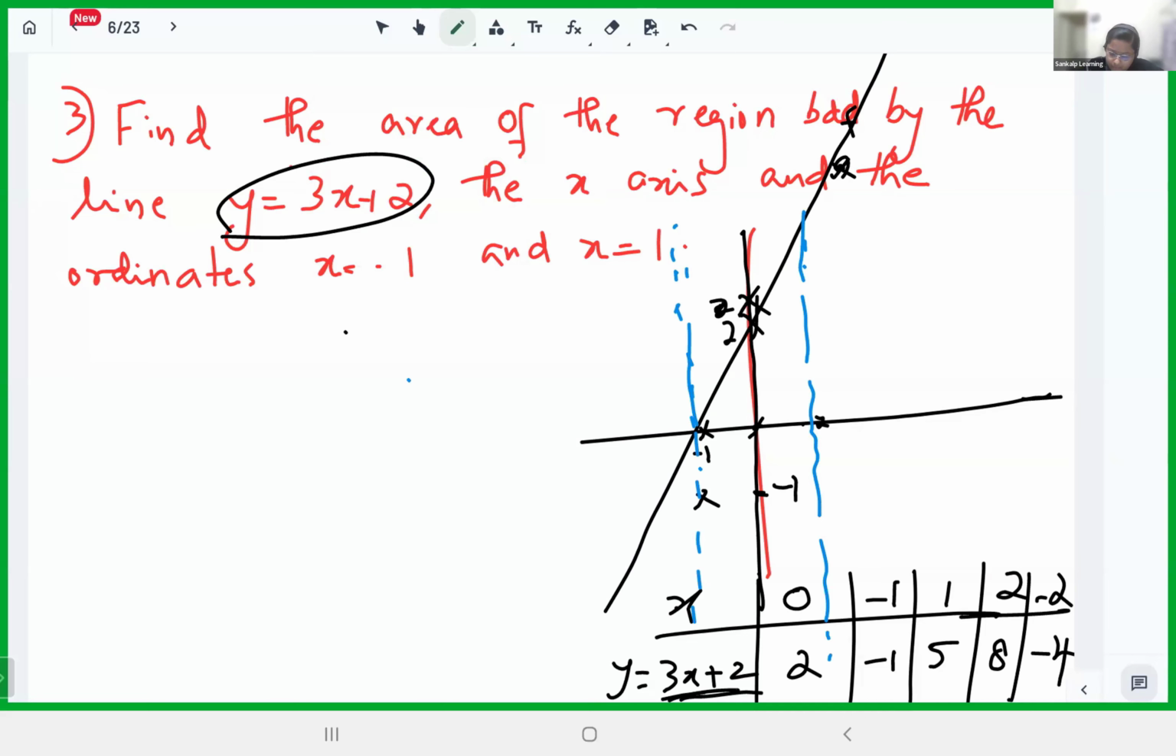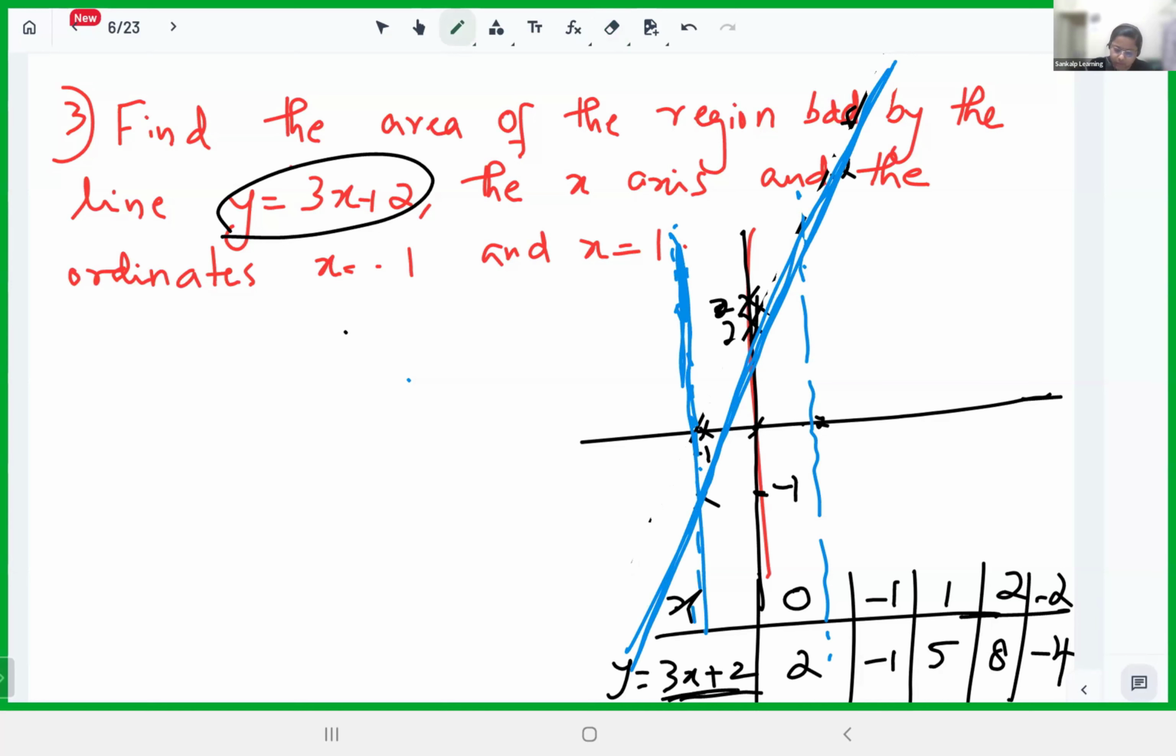I'm sorry, I have made a mistake here. This 3x plus 2 should pass through this minus 1, right? The graph is like this. Y equal to 3x plus 2. The graph is like this, 3x plus 2. So this is x equal to minus 1, and this is x equal to 1.